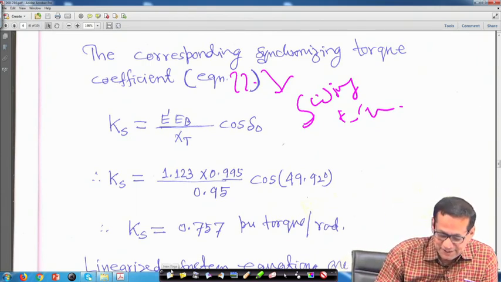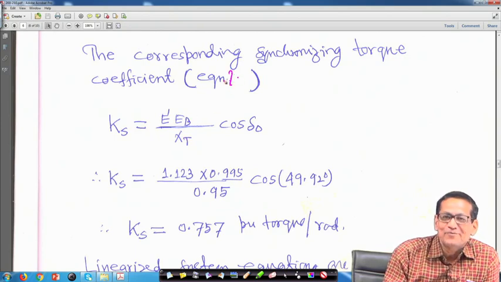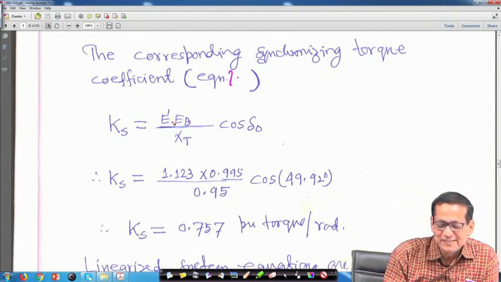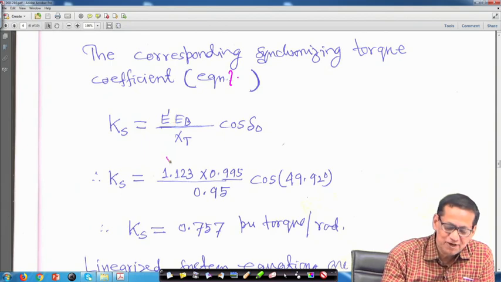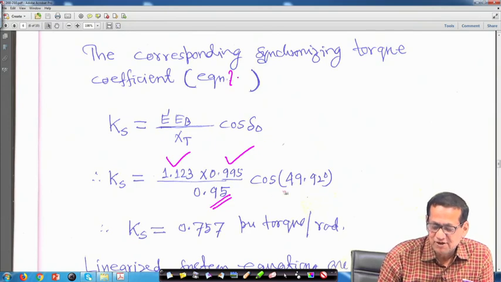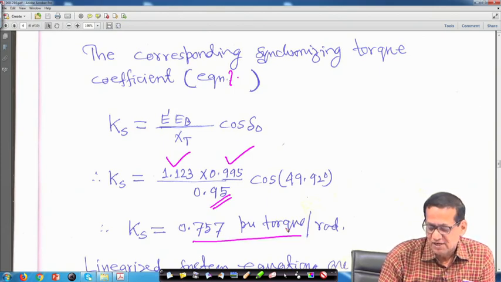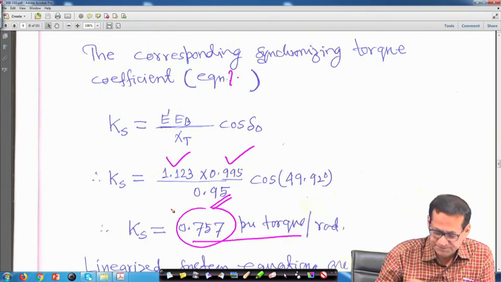So, the question is about this E dash E b. I have forgotten the equation number, but you know that k s is equal to E dash E b upon x t cos delta 0. So, E dash is 1.123, E b is 0.995 and x t is 0.95, and delta 0 we got 49.92 degree. That means Ks is 0.757 per unit torque per radian. This is a dimensionless quantity, right.